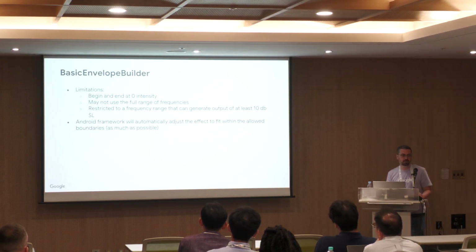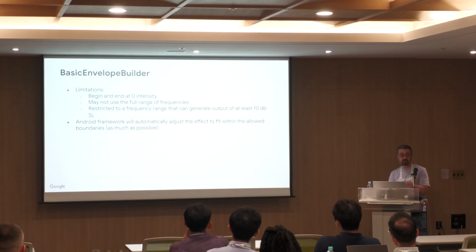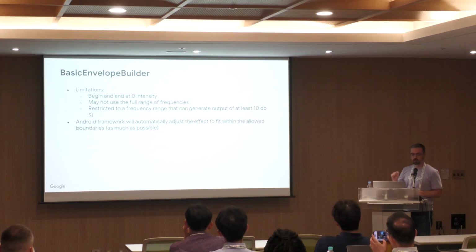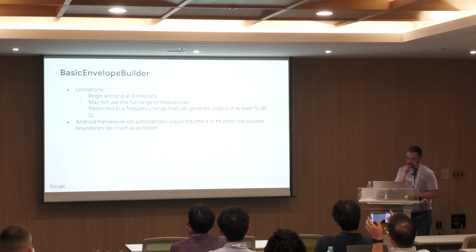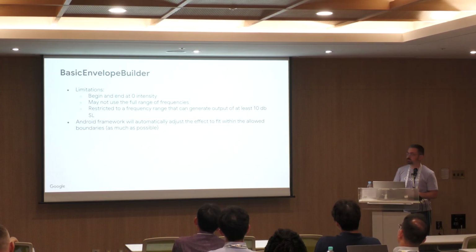It does come with a bit of limitations. It does need the effect to start and end at a 0 intensity. Now the API does the work for the start of the vibration, but for the end, we need the developer or designer to actually set it to 0. There's a reason behind that, which is related to if you have a repeating effect or something that's going to run again, we want to make sure that we don't have any gaps there. It may also not use the full range of the frequency. This is also based on what I mentioned before, which is related to the 10 dB SL.